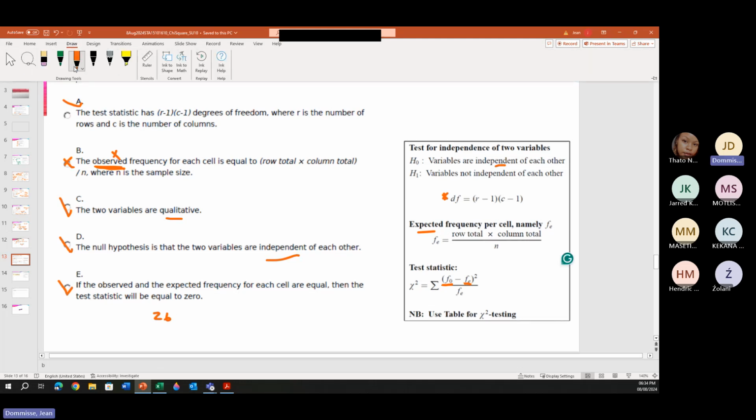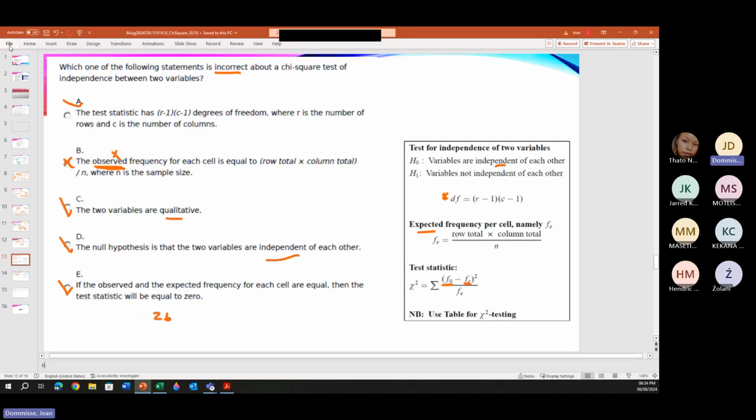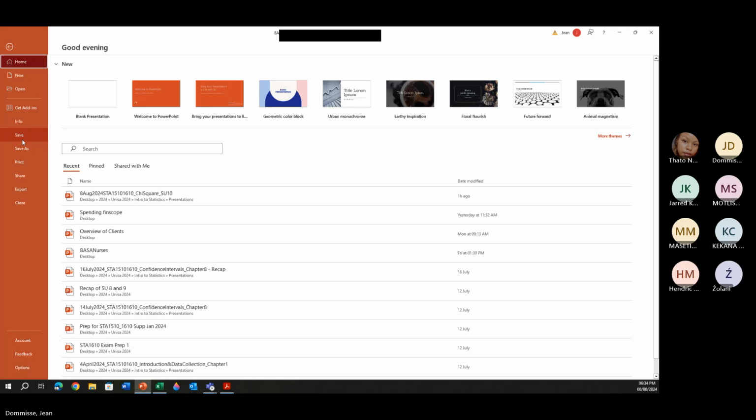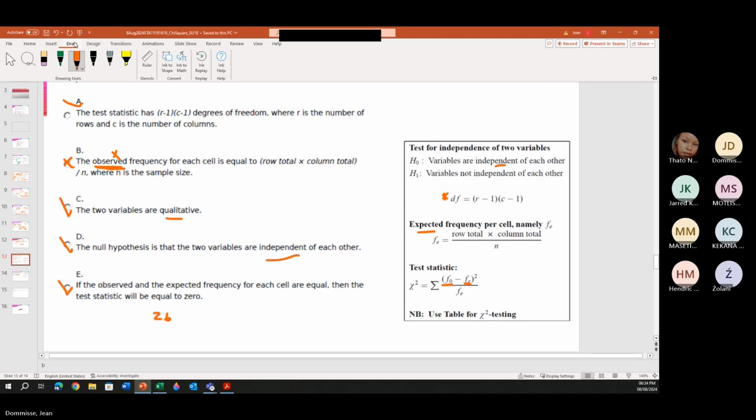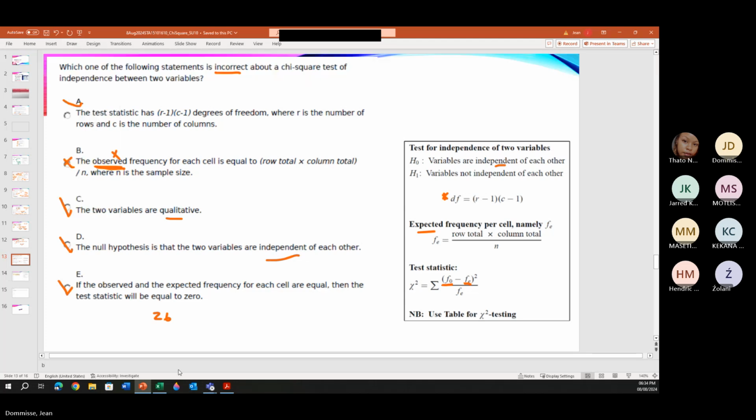Let's just quickly, I just want to save this. I am worried that it might crash. Okay. So 26, let's try it here.